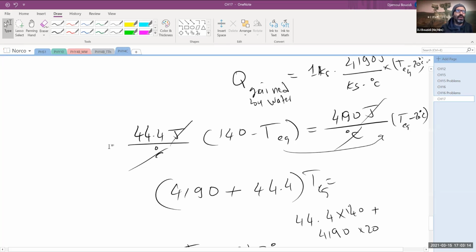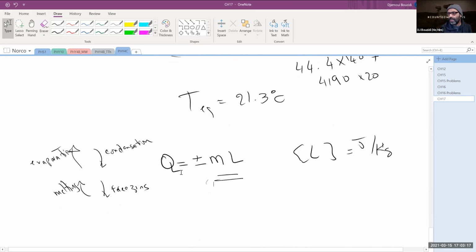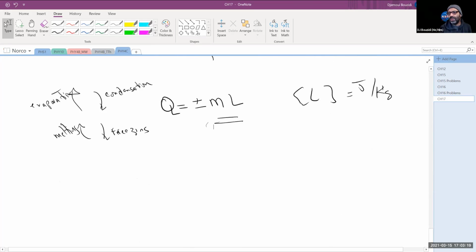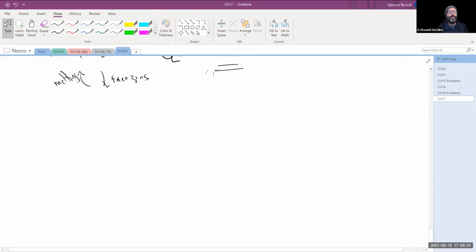Okay, so that's basically the point of this discussion, which brings me to the last 2 points of this chapter, and that is how heat is transferred.